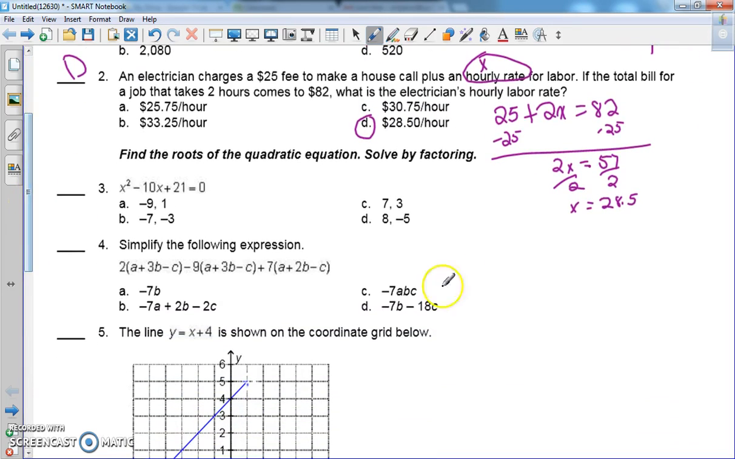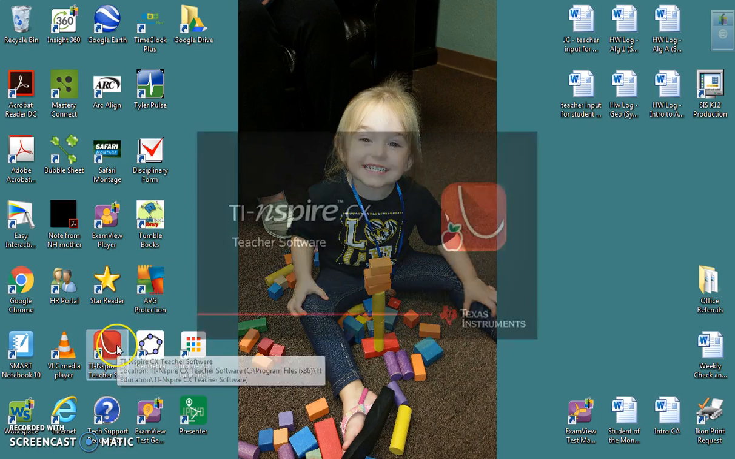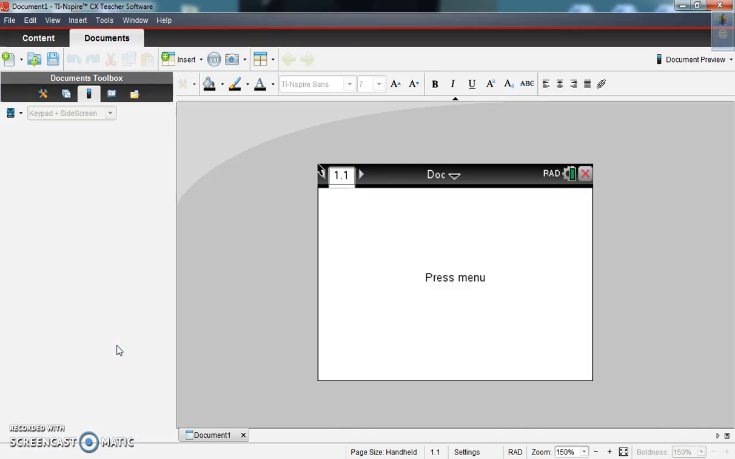For number 3, it says we want to find the roots of the quadratic. Since this is set up equaling 0, that means we're ready to go ahead and graph it. There's lots of different ways you could solve this. You could do factoring. You could use the quadratic formula. But since we have our handy-dandy calculators, I think that would be the easiest.